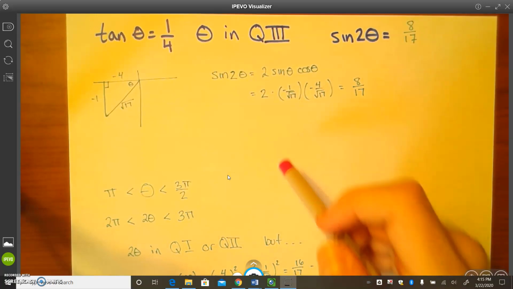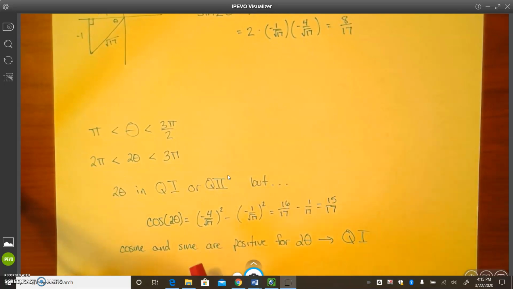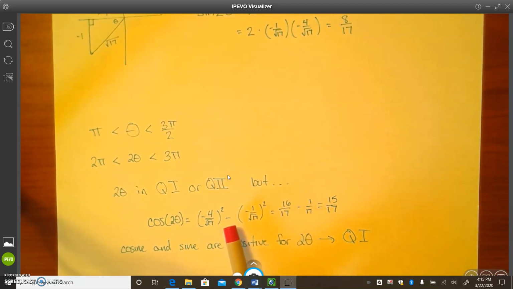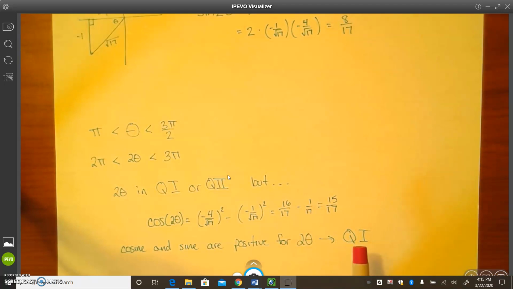But we can actually go a little bit further. Some of you got this, some of you didn't think to go a little bit further down. If we take into account the value of cosine of 2 theta, whether that's positive or negative is going to allow us to further narrow it. So again, I just used the cosine squared minus sine squared formula. You're going to get a positive value of 15 over 17. Well, if cosine of an angle is positive and sine of the angle is positive, then it has to be quadrant 1. So we can narrow it down as much as possible. You should narrow it down as much as possible.